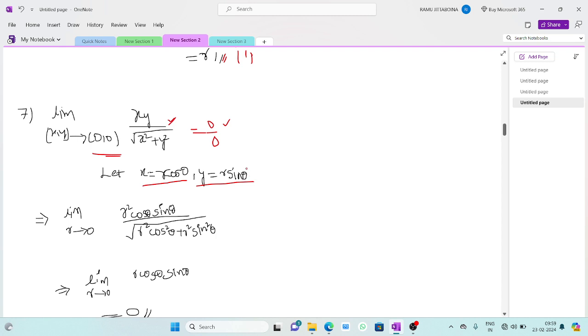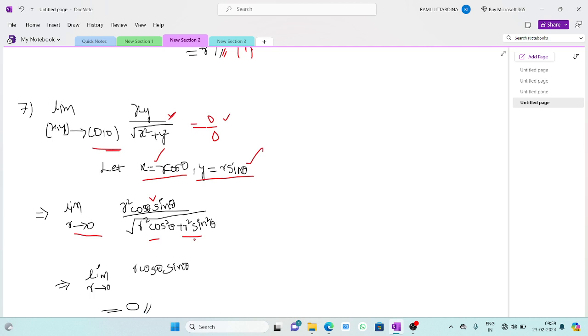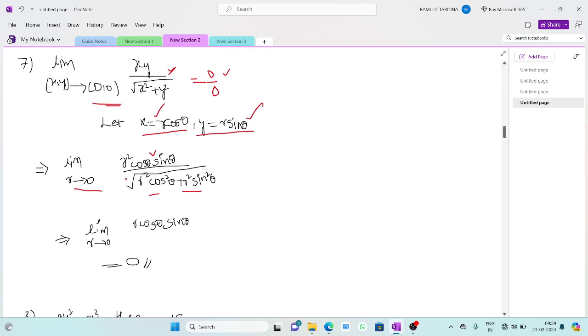Whenever I take this, I have to change the function to polar coordinates. So I get the limit as r tends to 0, and I substitute the x and y values using these. I get r square cos theta sin theta in the numerator. In the denominator, I get the square root of r square cos square theta plus r square sin square theta. Taking r common, one r will be cancelled here.